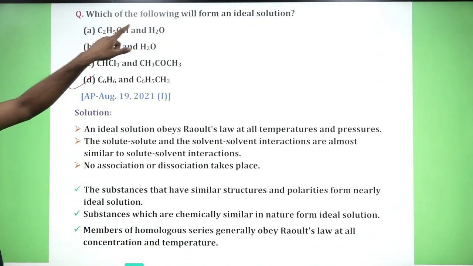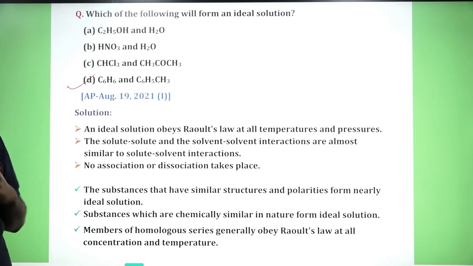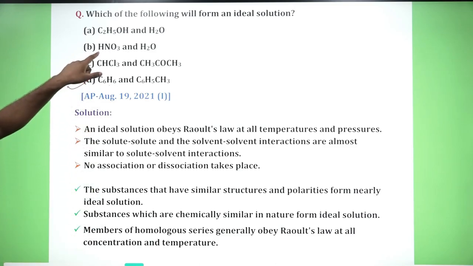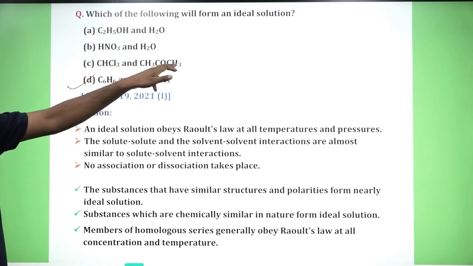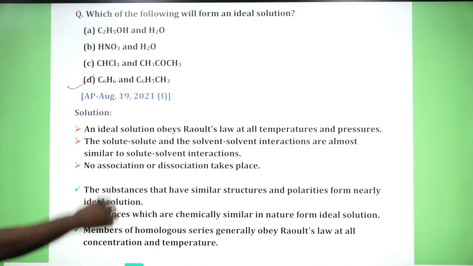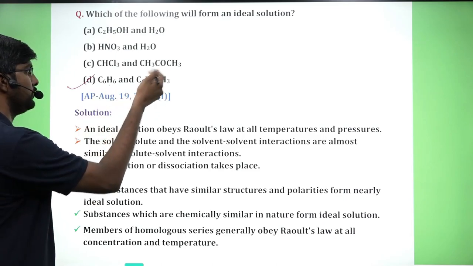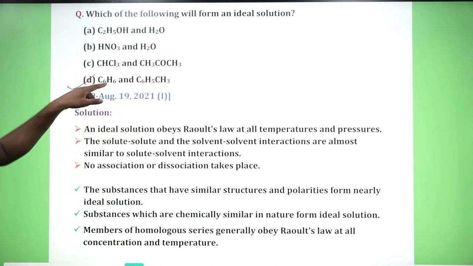If you consider alcohol and water, they have different chemical character and different polarities. HNO3 and H2O are different. Chloroform and acetone are also different. These two, benzene and toluene, are chemically very similar in character. So that's why they form an ideal solution.